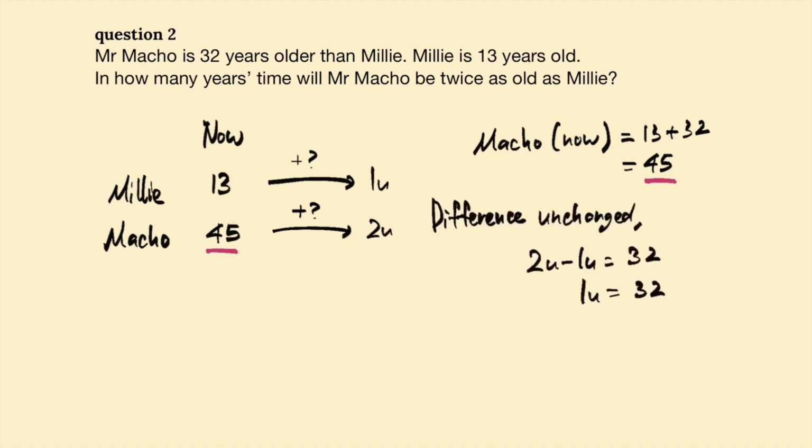Okay, so does that not tell us that the difference here, which is 1 unit, is therefore 32? Because the difference is unchanged. So in how many years' time will this be the case? Well, we know that this is 13 and 1U is 32. So the difference therefore is 32 minus 13, which is in 19 years' time.